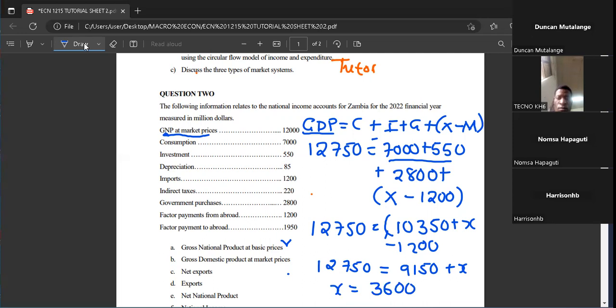3,600. Okay, these are the dollars. So now to find our net exports, we know that it's exports minus what? Imports, isn't it? So our exports are 3,600 minus our imports, which are 1,000. Yes, so now you can find this answer. What's the answer? 2,400. Yeah, $2,400. That's our net exports.